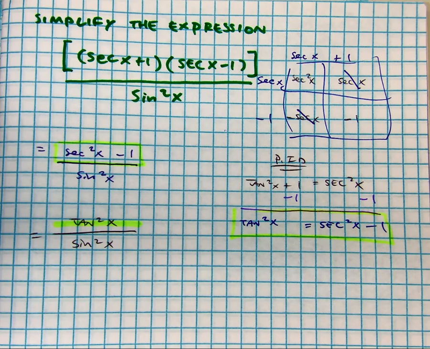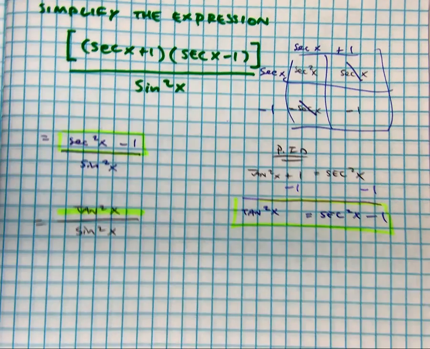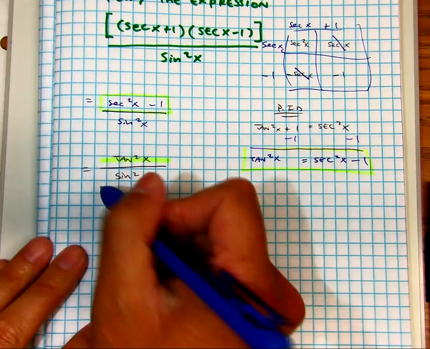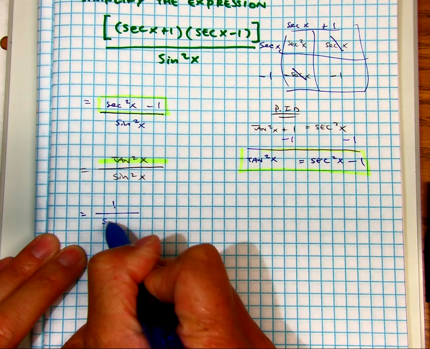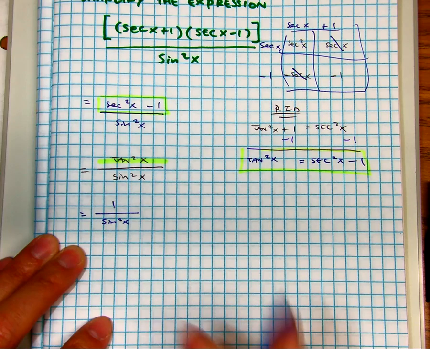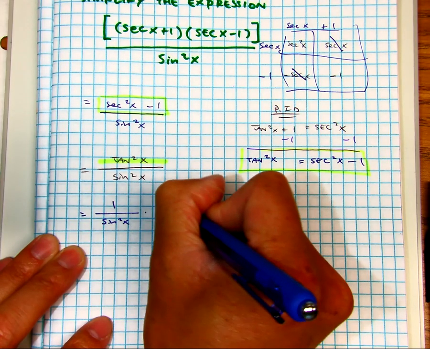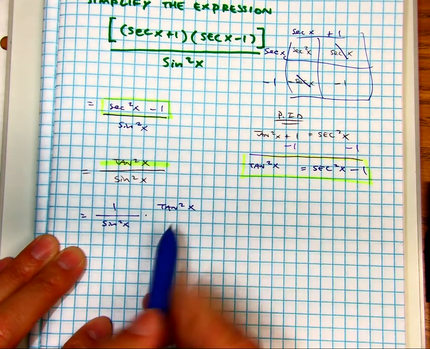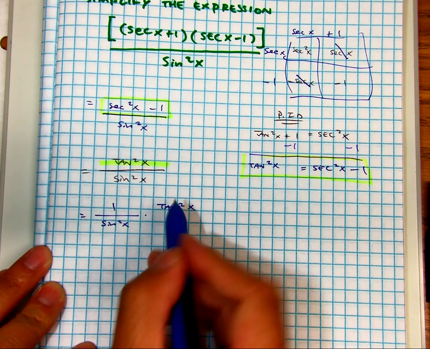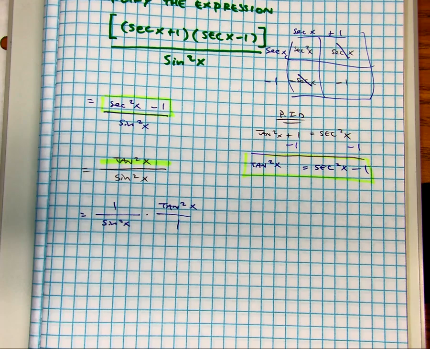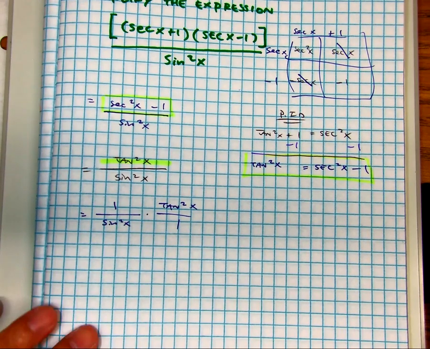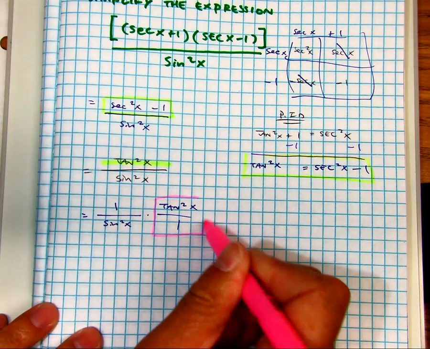Don't worry, it gets better. We're not done yet. I'm going to separate the sine squared x and the tangent squared x. How do you make this a fraction, class? Why do you think I did that? Because this is going to become what?